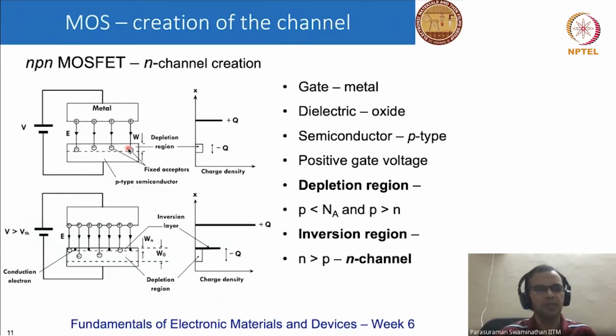of the p-type semiconductor. Eventually, when the voltage is high enough, initially we have a depletion region, and as the voltage increases, we finally have an inversion region at the surface of the p-type semiconductor where we have more electrons than holes. This inversion region is nothing but the N-channel that is created in the MOSFET.